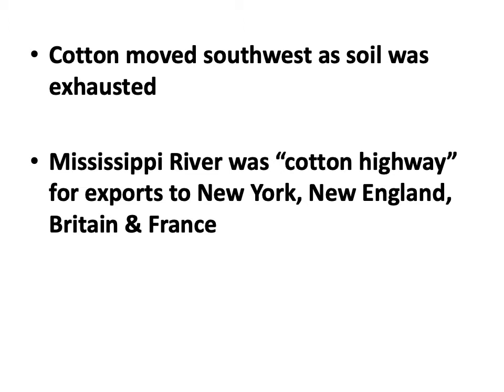So the Southerners saw the need to expand across the Southwest to keep their economy going. And the Mississippi River was crucial for the Southern economy because that was known as the Cotton Highway to export cotton from the nearby states down to Port of New Orleans, where it would be shipped to New England, New York, Britain, France, and elsewhere.